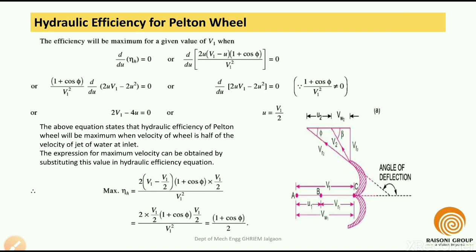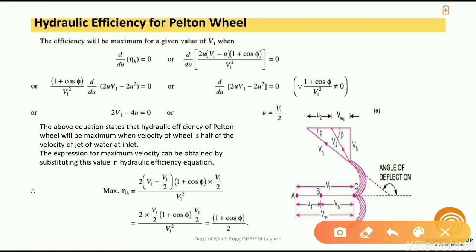The expression for the maximum efficiency can also be obtained by substituting this value in the hydraulic efficiency equation. If we substitute this value in the hydraulic efficiency equation, then we will get: maximum hydraulic efficiency is equal to 2 multiplied by, instead of u we will replace V1 by 2. So wherever there is a u, we have replaced it by V1 by 2. After simplifying this, we get (1 plus cos phi) divided by 2. So we can say that the maximum hydraulic efficiency is equal to (1 plus cos phi) divided by 2.